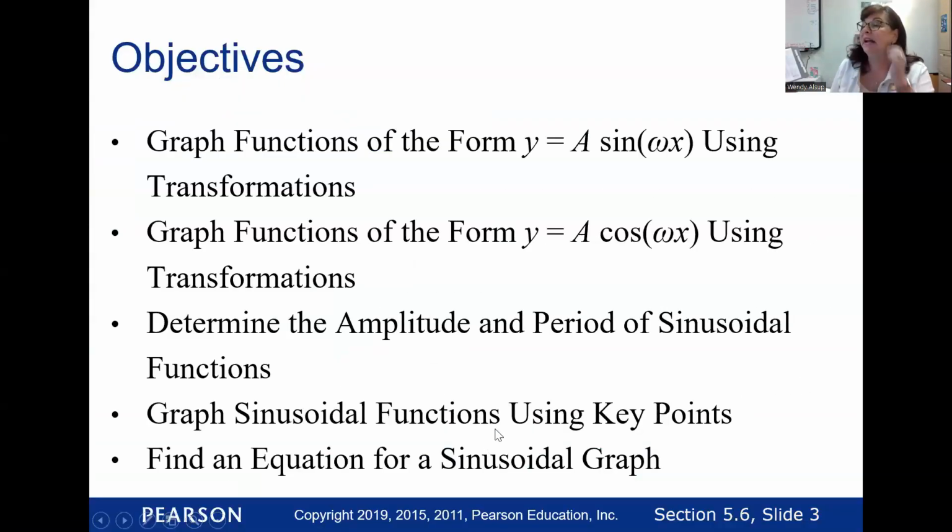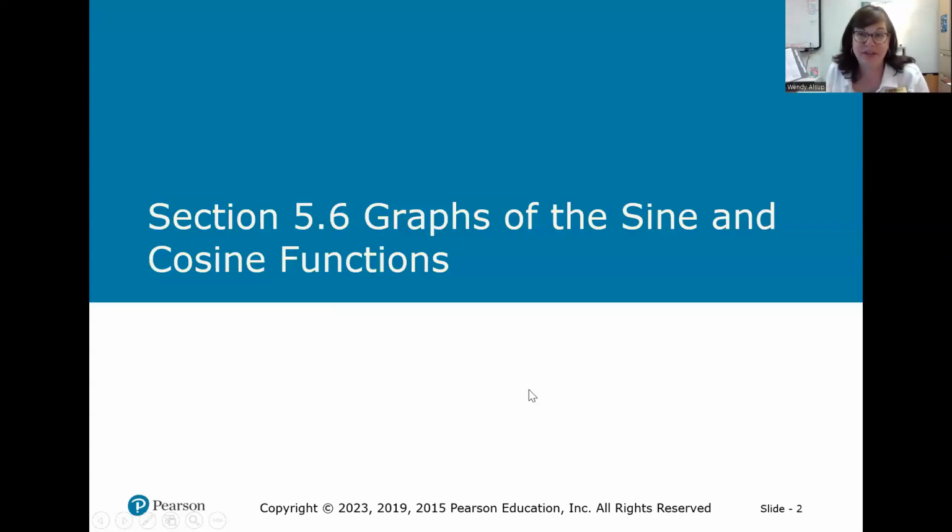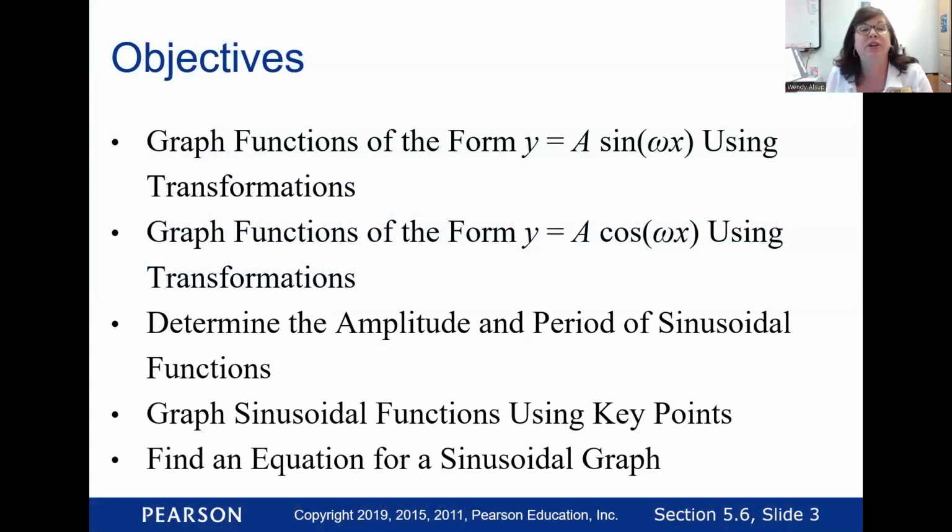We are going today to do the graphs of the sine and the cosine function. We're going to deal with what we call amplitude and period. Amplitude would be the height of the sine and cosine function. Period would be how often it repeats itself.